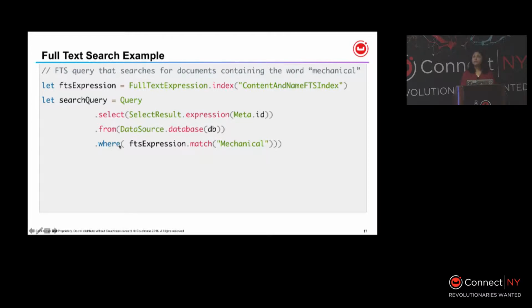Once you do that, all you have to do for full text search is use the match expression. In this example, what we are doing is looking for the term mechanical, any occurrences of the word mechanical in either the content or the name property. So this is all you have to do for full text search. It's pretty straightforward.